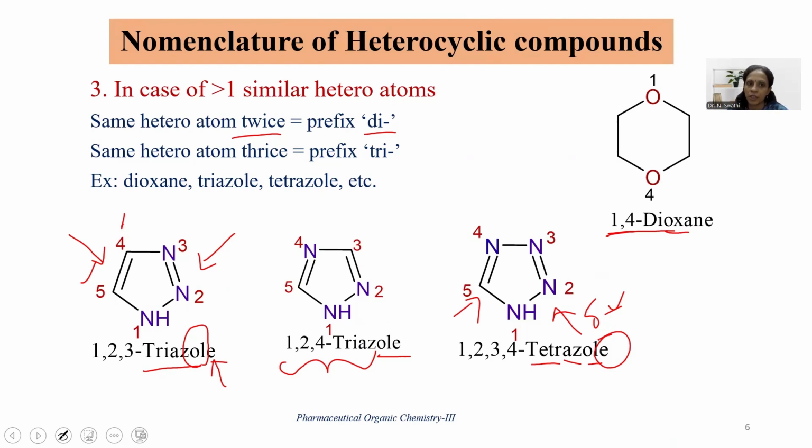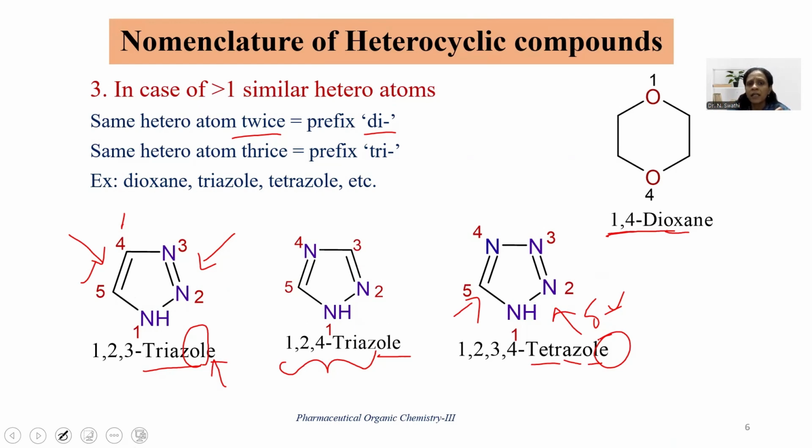So the last example structure is a 5-membered unsaturated ring having nitrogens at 1, 2, 3 and 4 positions. So this is how, if the given heterocyclic compound has more than 1 heteroatom, we indicate di if 2 similar atoms are present, tri if 3 similar atoms are present, and tetra if 4 similar atoms are present in the prefix, along with the position at which the heteroatom is present.